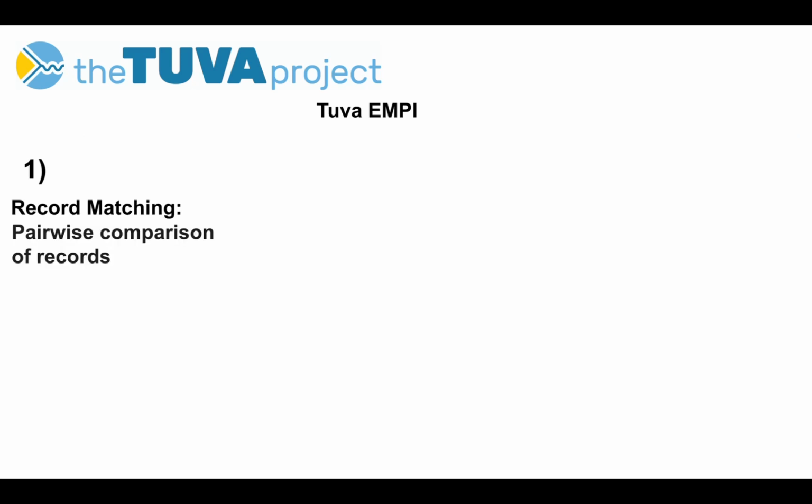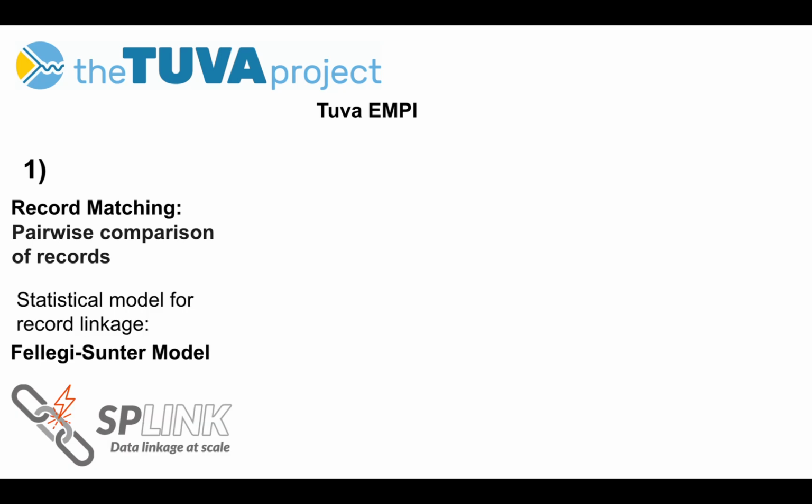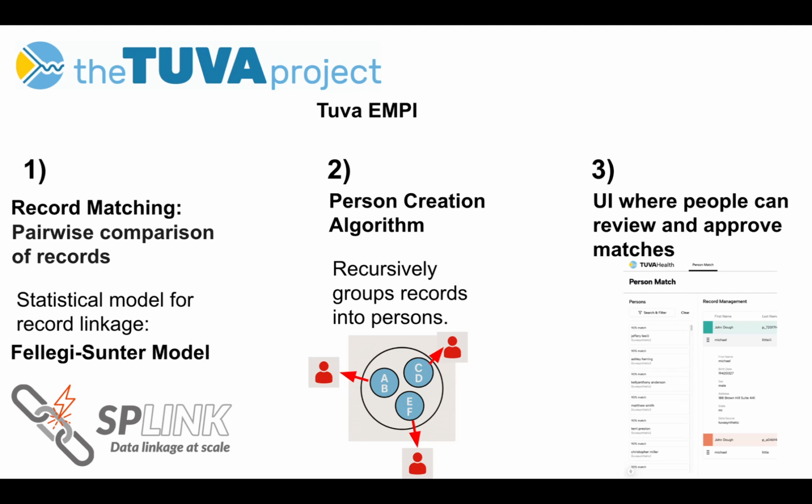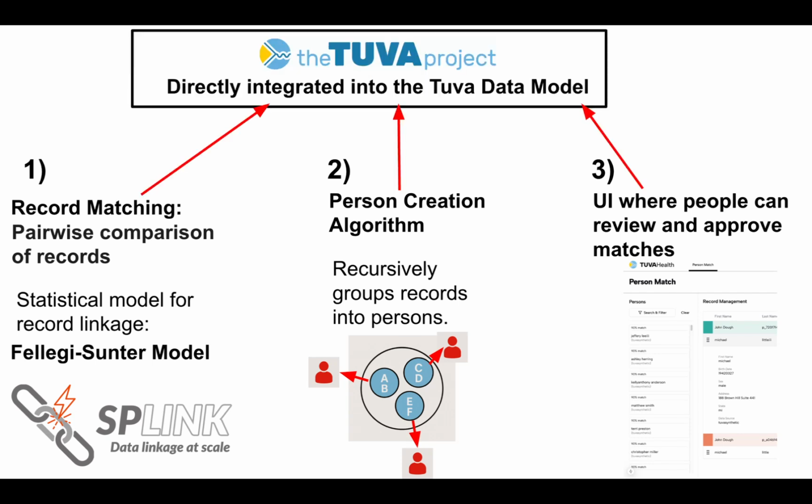So the Tuva EMPI solution has all three of these components. It has record matching, doing pairwise comparison of records, and it's using the Splink algorithm in the backend to do this matching. Then we've built a person creation algorithm that recursively traverses chains of linkage to create partitions in your data and assign a unique person to each of these partitions. And then we created a UI where people can review and approve matches and integrate that with the rest of their data workflow. So all of these three components are directly integrated into the Tuva data model.